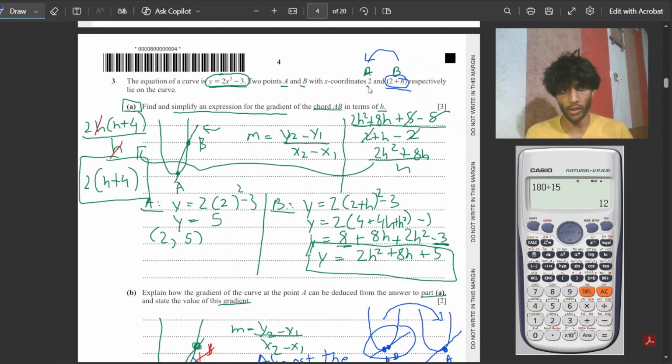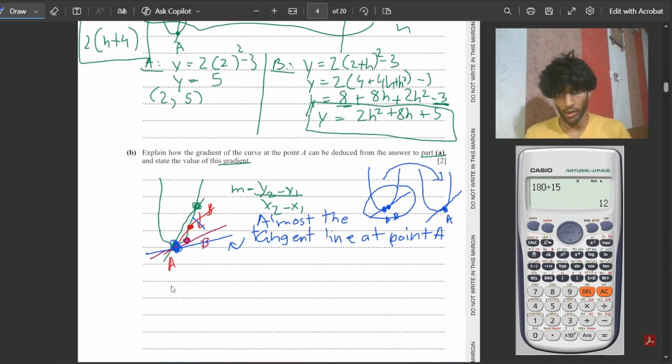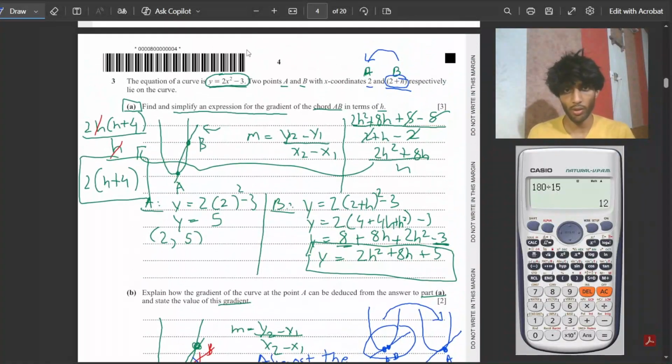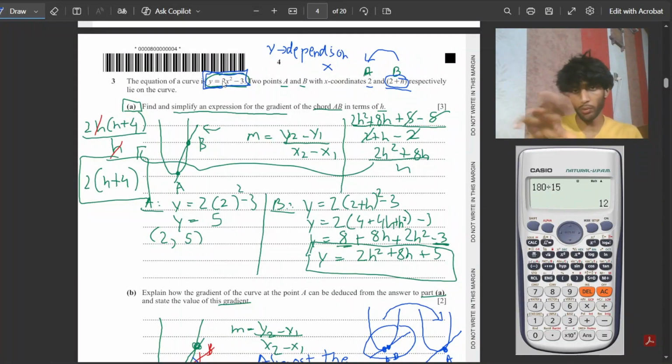And what's the coordinate of A? The coordinate of A is 2, right? So the coordinate of A is equal to 2 and the coordinate of B is equal to 2 plus h. You don't have to worry about their y coordinates, because y depends on x. The equation is y in terms of x. So you don't have to worry about y; I'm not doing anything to y. I'm just thinking about x. You only have to think about x because if x changes, y is automatically going to change. So if the x coordinate of B is super close to the x coordinate of A, then the y coordinate of B will also be super close to the y coordinate of A.